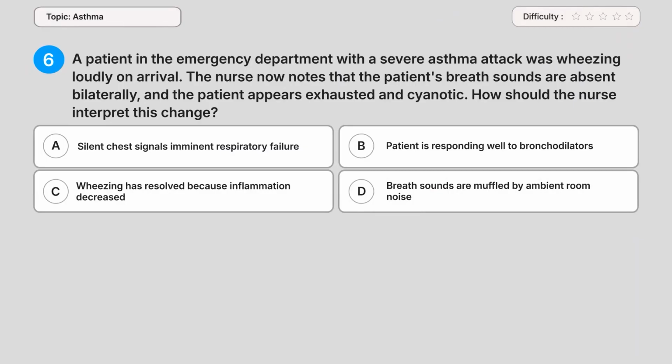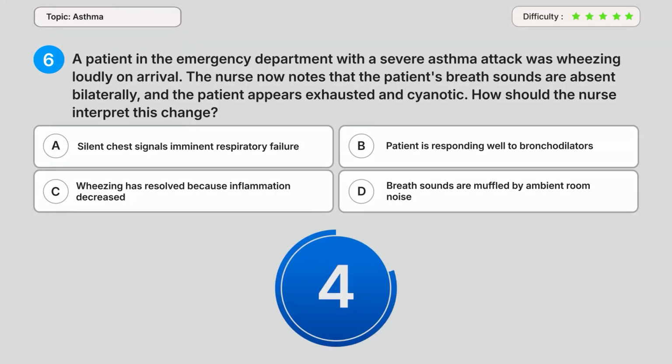Question 6. A patient in the emergency department with a severe asthma attack was wheezing loudly on arrival. The nurse now notes that the patient's breath sounds are absent bilaterally, and the patient appears exhausted and cyanotic. How should the nurse interpret this change? A. Silent chest signals imminent respiratory failure. B. Patient is responding well to bronchodilators. C. Wheezing has resolved because inflammation decreased. D. Breath sounds are muffled by ambient room noise. Do you know the answer?